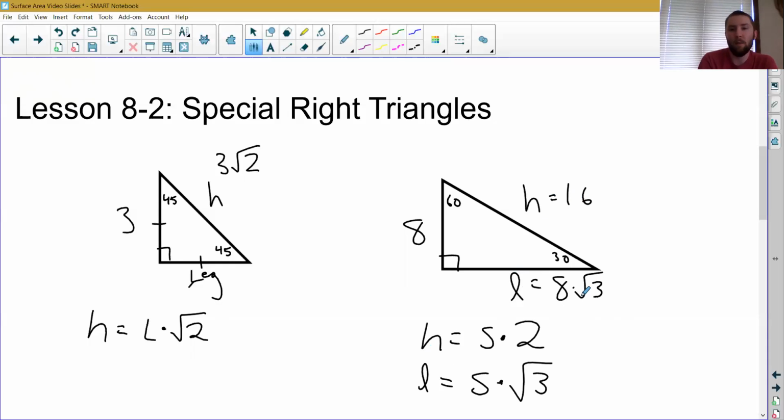So remember, we had a 1, 2, radical 3. That's how we sort of remembered that rule. Those should be in your notes somewhere. And that's really what you're going to be asked to do. You're going to be asked to look at these triangles and determine what are the side lengths for these special right triangles. Okay, so make sure your rules are written down. If you have questions about them, let me know.